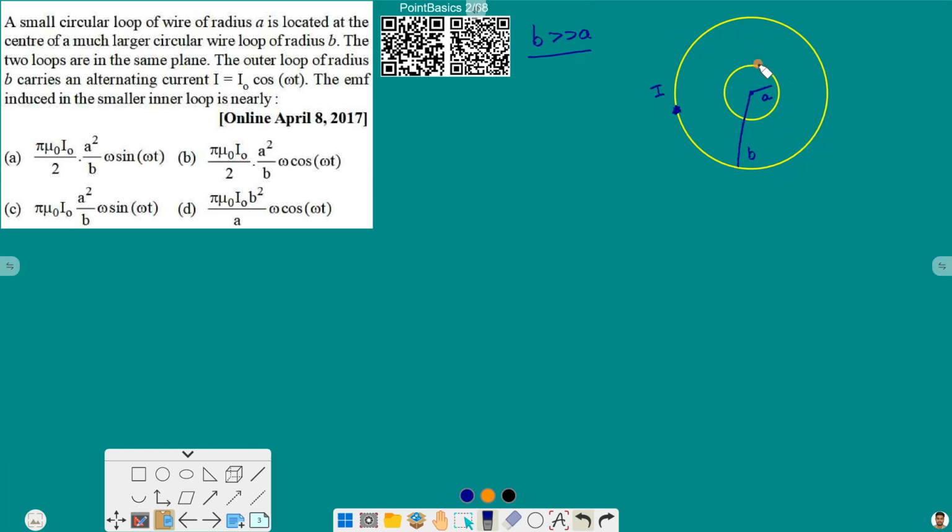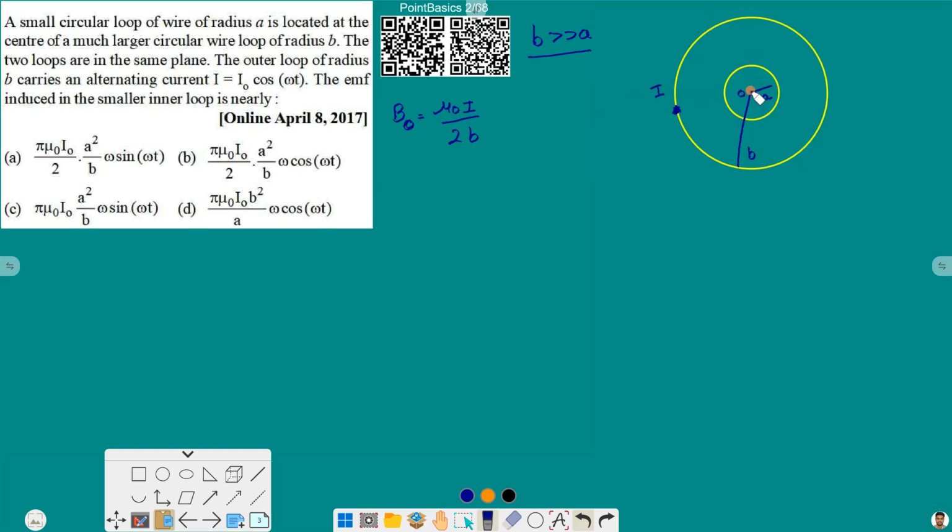As we know, the magnetic field at the center of a loop is given by the value at the center. Suppose the point is O, the center point. It will be given by mu naught I divided by twice the radius, that is B for the bigger ring. So this is the value of the magnetic field at the center of the bigger ring.